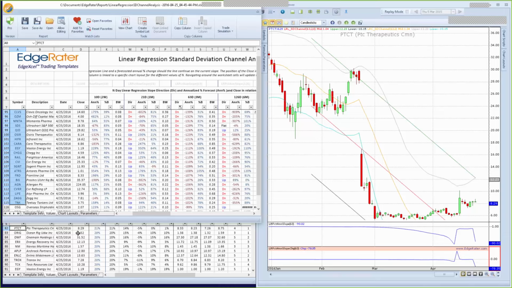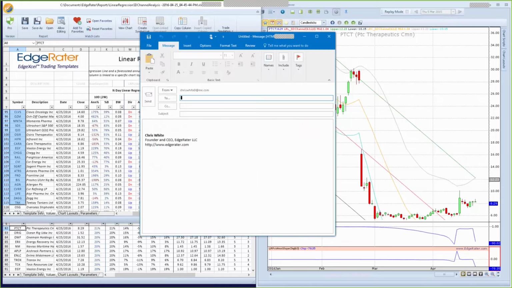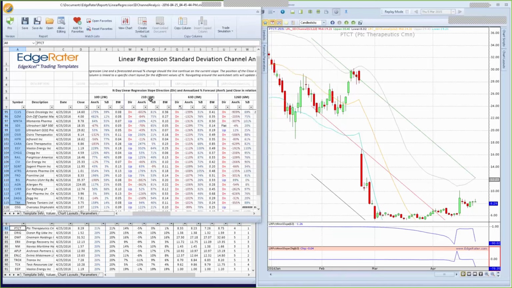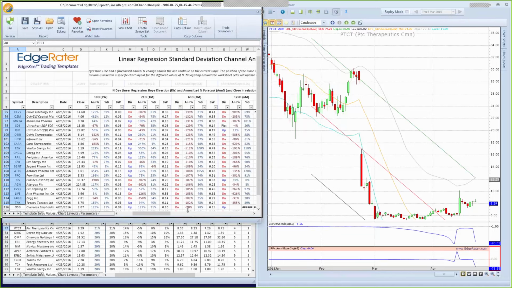Control C puts it on the clipboard, and then we'll send another email to George. Down, ticker is down. So LRC down. And I'm going to delete my name there in case it gets confused. LRC, okay. And off it goes. Should be with you momentarily.